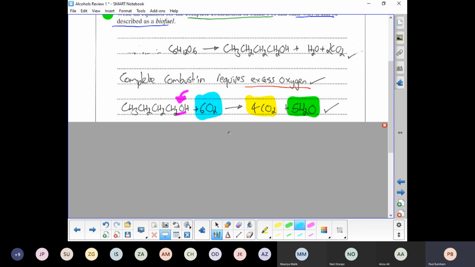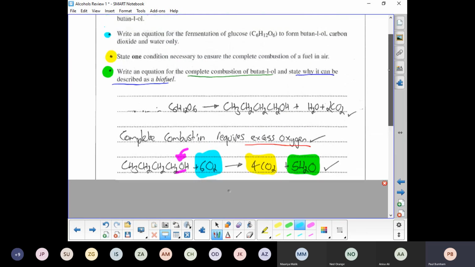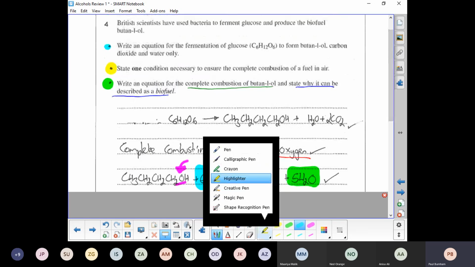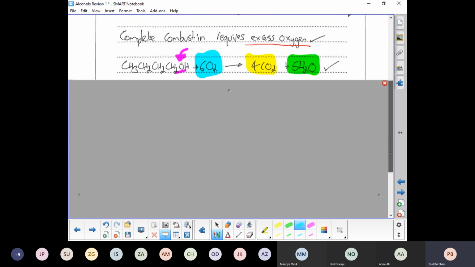So that's 3 of the options done. I need to state now why this butan-1-ol can be considered a biofuel, and I wouldn't normally consider that, except in this case, and I've scrolled back to the top of the question, I'm told that I'm obtaining it from glucose. I can ferment glucose to produce butan-1-ol, and in this context, it is a biofuel.